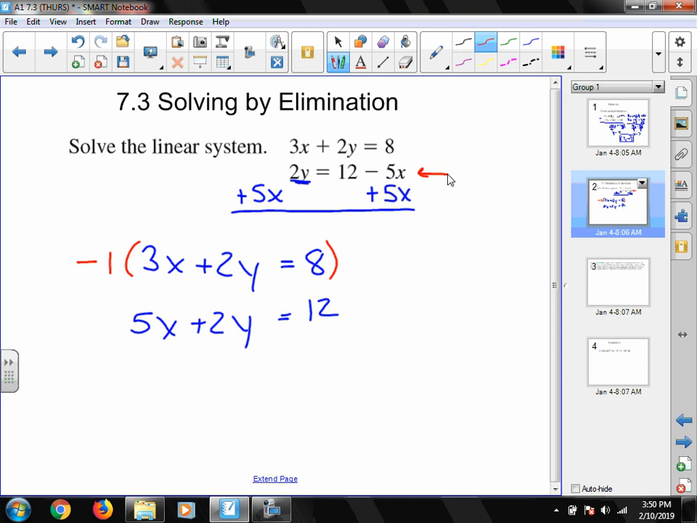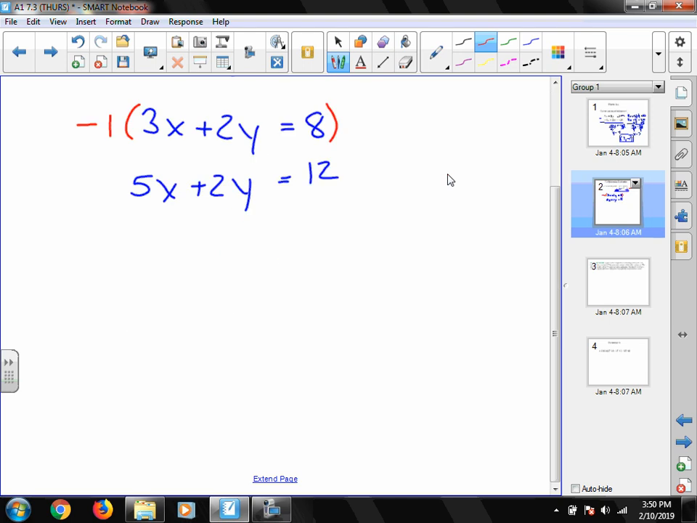But I have bigger numbers in the second equation, so when I multiply everything by -1 there, I end up working with more negatives. I'm going to try and stay on the positive side here. So -1 times 3x is -3x. -1 times positive 2y is -2y. And -1 times 8 is a -8.